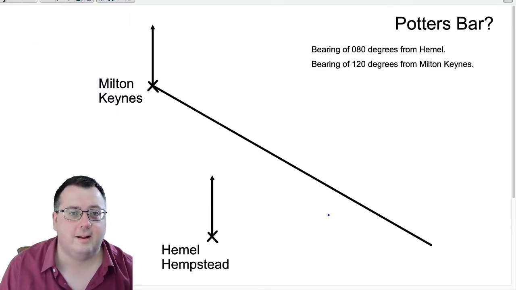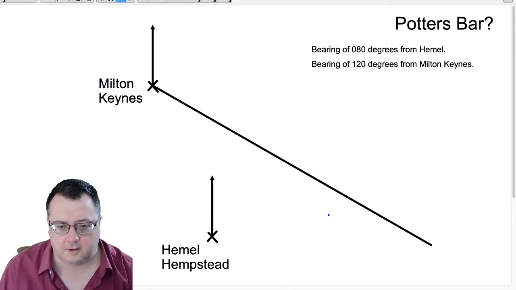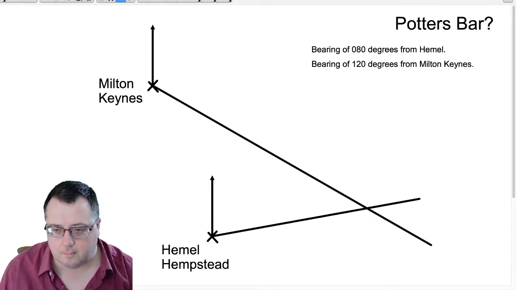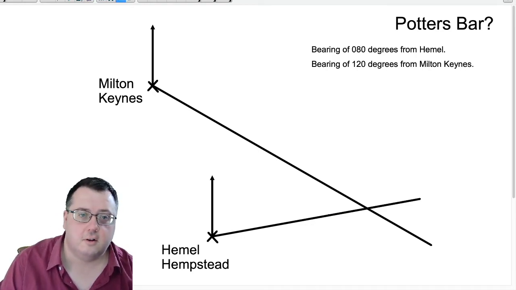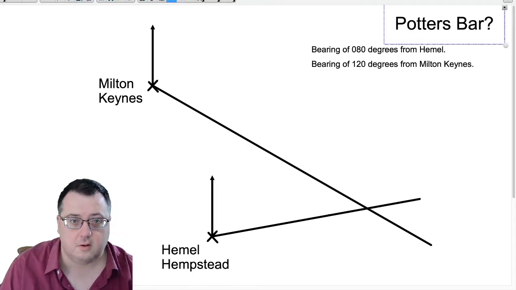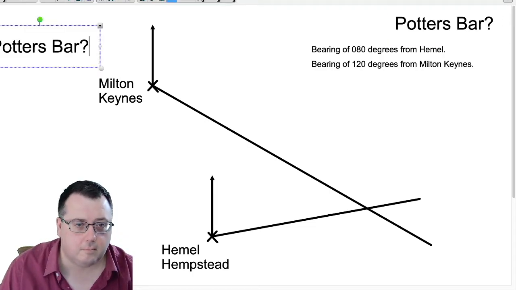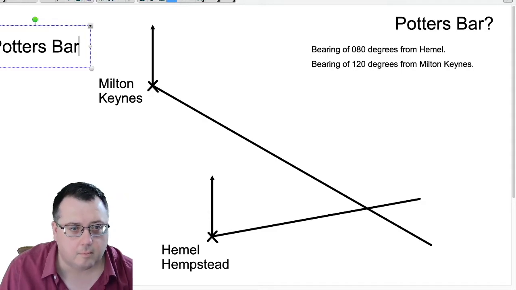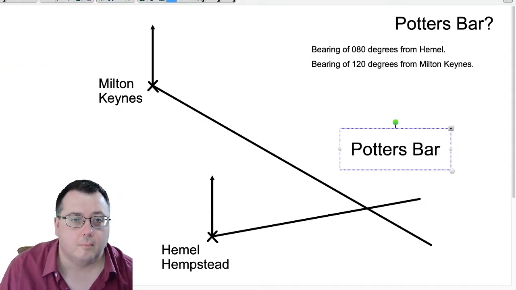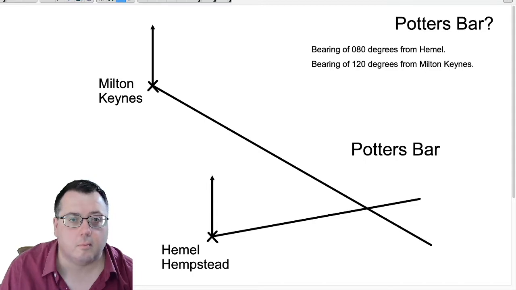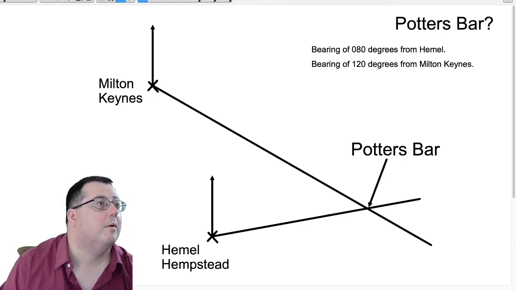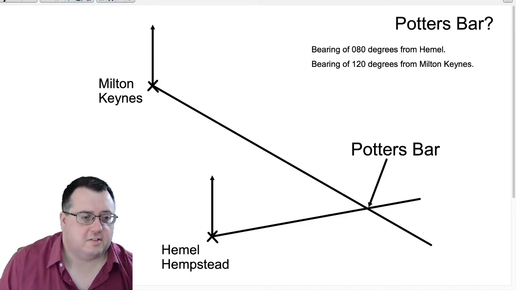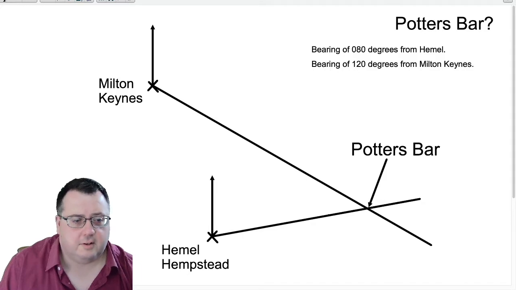Switch it off and use my ruler to draw a line through the dot, and the point of intersection of those two lines, this is Potter's Bar. Good, that's another type of question that might come up with bearings.